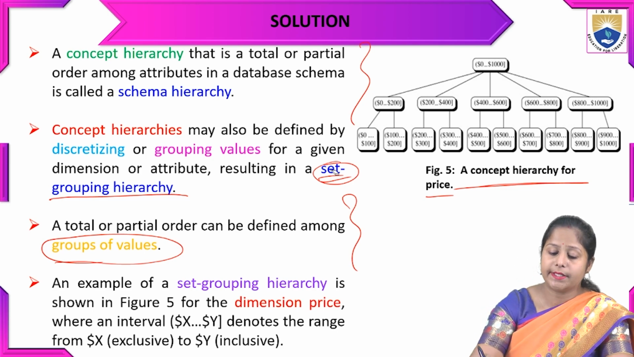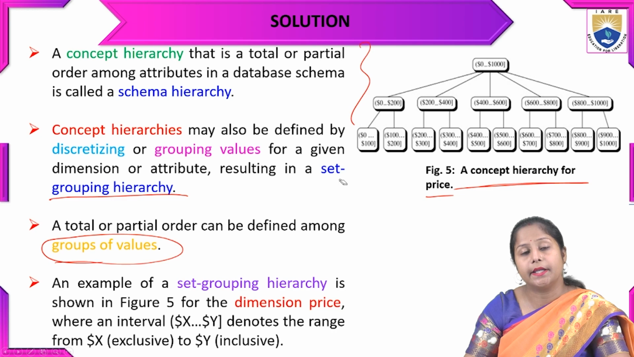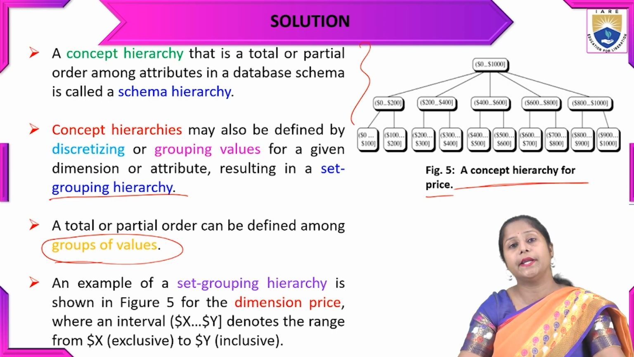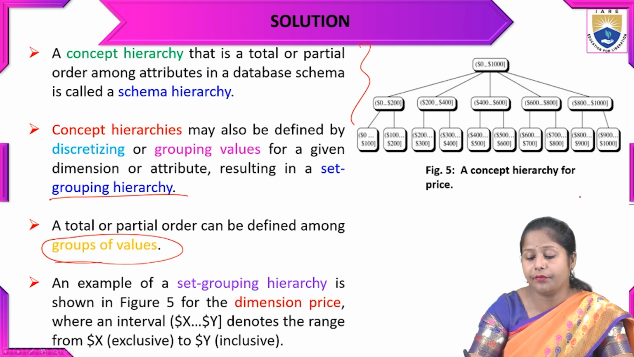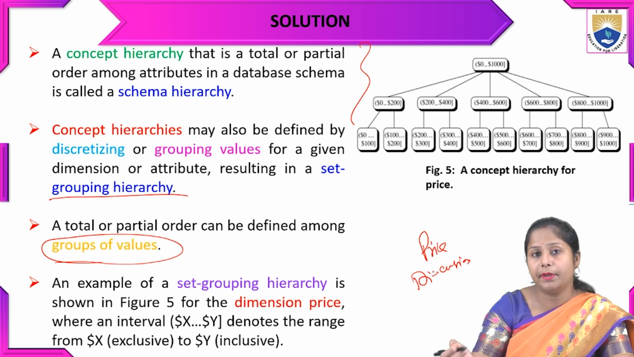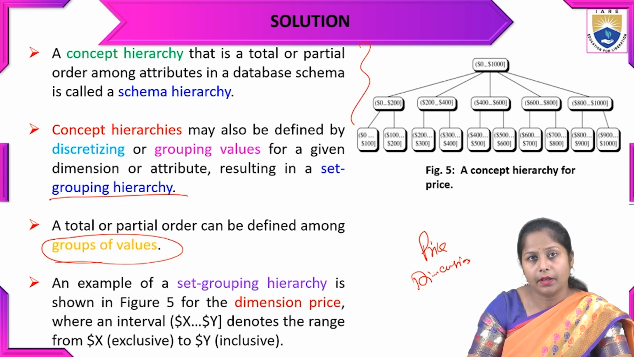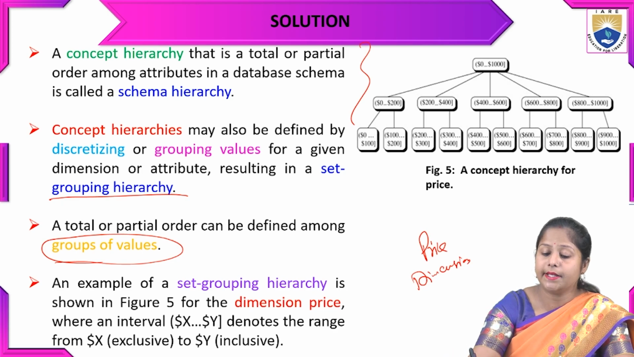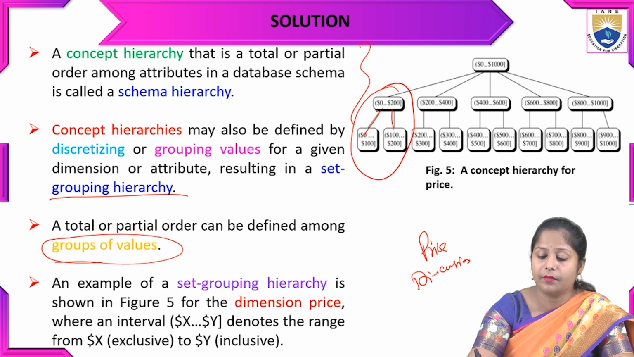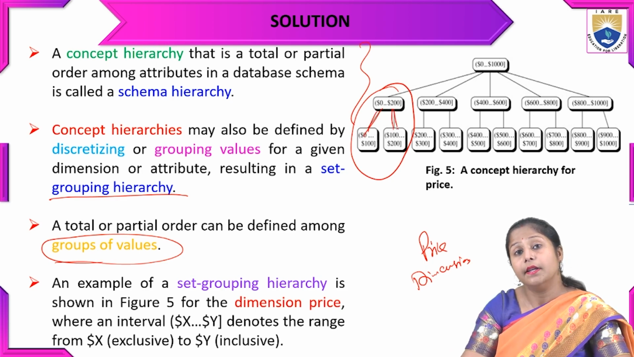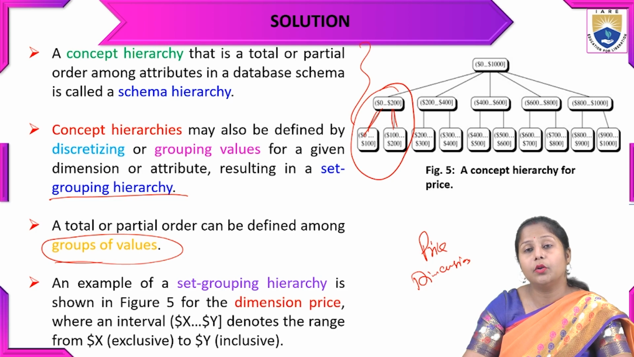For an example of a set grouping hierarchy, we can see on the right hand side the concept hierarchy for the price dimension. There would be some combinations of hierarchies. Here in this branch we can see the merging of two related dimensions. That will be the grouping of hierarchy, grouping of dimensions.